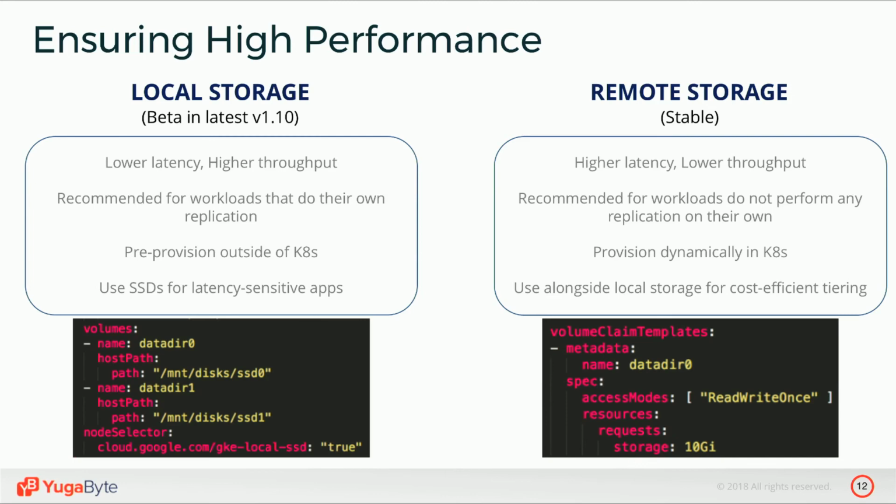Finally, the local store is typically provisioned outside of Kubernetes because it's attached to the machine. You need to get a machine that supports local SSDs. But the remote store is dynamically provisioned because it's a remote volume, right? That's like a persistent disk in Google or an EBS SSD volume in AWS and so forth. And finally, for latency-sensitive apps, it's better to go local, at which point you probably need a distributed database.